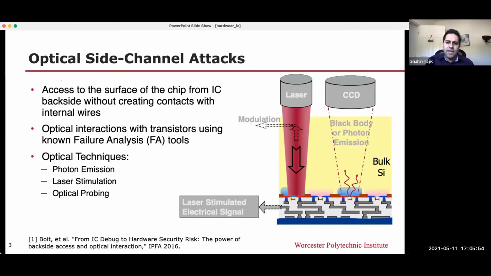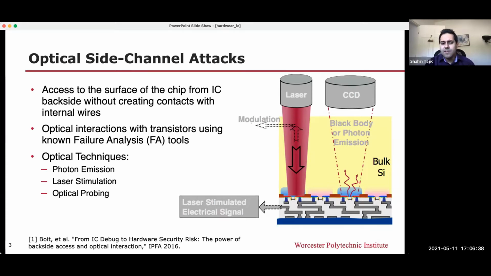So what are these optical techniques? When I'm talking about optical attacks, I'm referring to techniques that usually rely on known IC failure analysis techniques. In IC failure analysis, engineers would like to debug or find defects after manufacturing, when an IC is fabricated. A failure analysis engineer tries to probe, or interact somehow with transistors to understand how they are behaving, and probably find the defect. The same techniques can be misused to attack a chip.